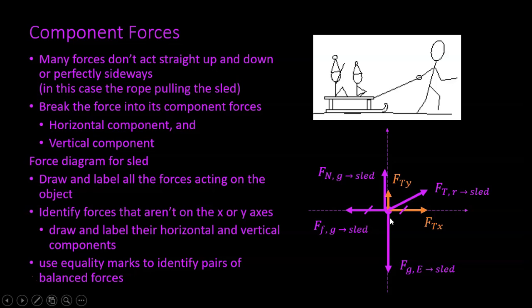So you can have balanced forces where two forces acting in one direction balance out a single force acting in the other direction. It's just that in that case, it's not a pair of forces that are balanced, it's a triplet of forces, and you only use equality marks to identify pairs of balanced forces.